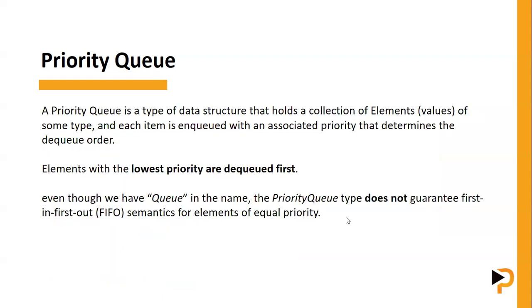Now let's go ahead with the priority queue. It's a type of data structure that holds a collection of elements of some type, and each element is enqueued with an associated priority that determines the order. Lowest priority elements are dequeued first. Even though we have a queue in the name priority queue, it does not guarantee that the order of the elements dequeued will be first in, first out for elements of equal priority.